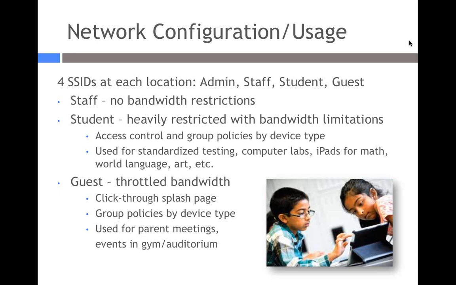I think everyone listening would be pretty familiar with what we're doing here. We use a standard 4 SSIDs at each location. An admin, which is hidden and not broadcast. The admin is only for the technical group and myself. It's not broadcast, can't be seen, so we're the only ones who know it's there. That one is for troubleshooting or just when we need to look at things when we go there on site. The staff, student, and guest networks are all set up. The staff has no bandwidth restrictions, no throttling on it. The staff can do pretty much anything they want bandwidth-wise.